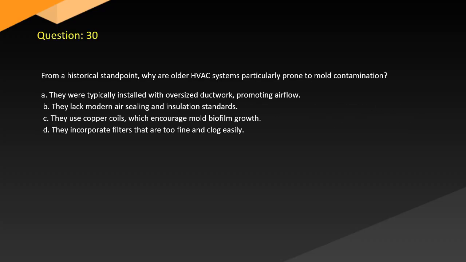Question 30. From a historical standpoint, why are older HVAC systems particularly prone to mold contamination? A. They were typically installed with oversized ductwork promoting airflow. B. They lack modern air sealing and insulation standards. C. They use copper coils, which encourage mold biofilm growth. D. They incorporate filters that are too fine and clog easily.